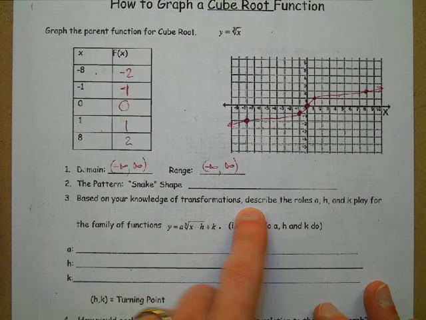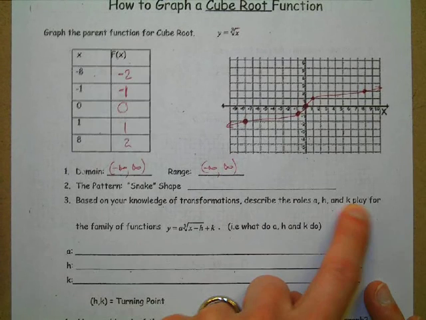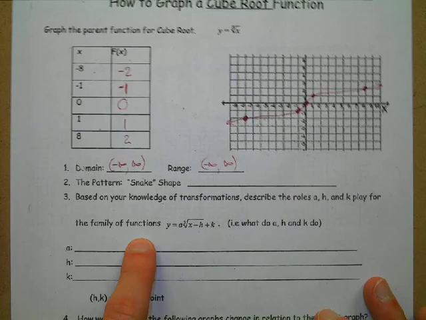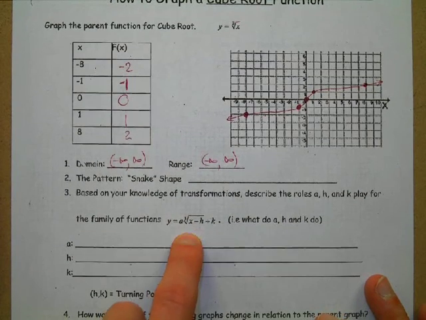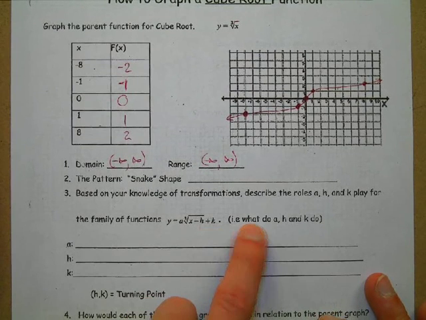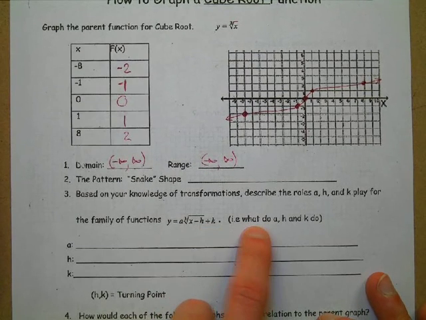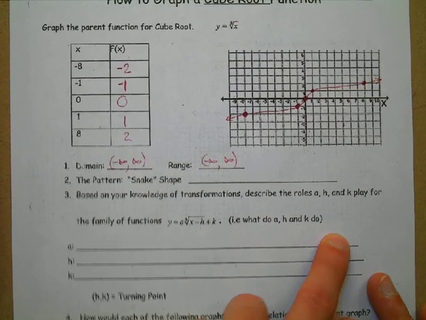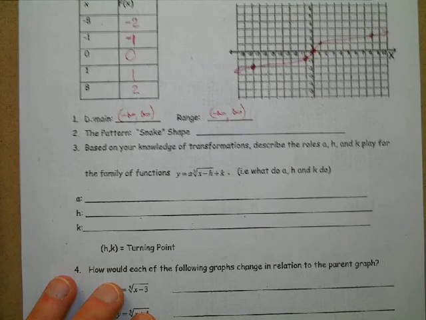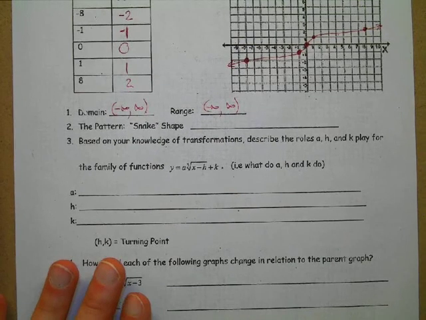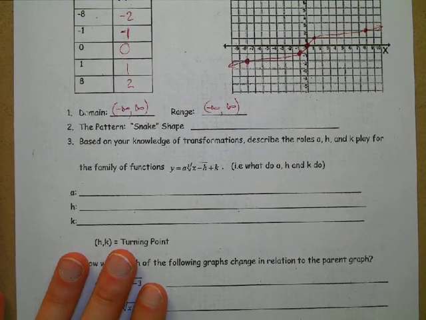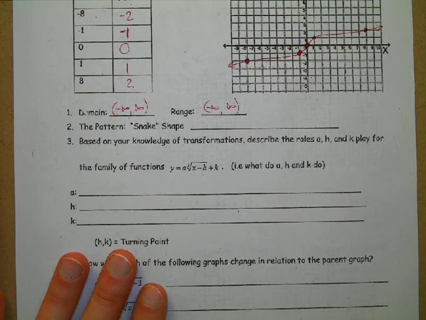Based on your knowledge of transformations, describe the roles A, H, and K play for the family of functions y equals a times the cube root of x minus h plus k. In other words, what do A, H, and K do, right? So what do we know A does? What can A do to our function? Stretch. Okay, what are you going to say, Jackson? Are you going to say that too, Jackson?